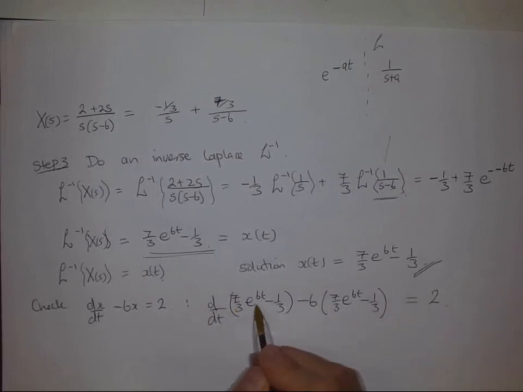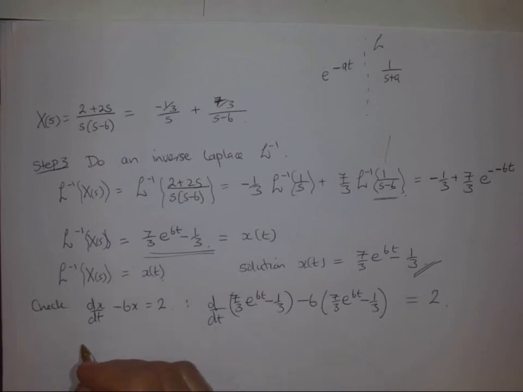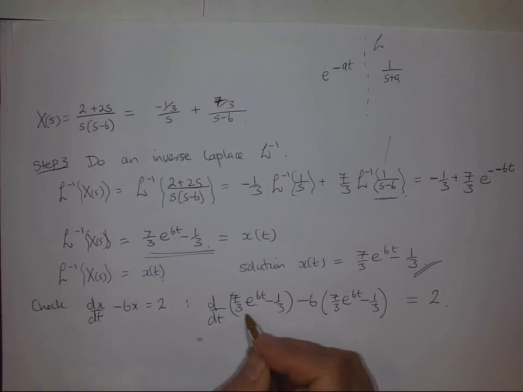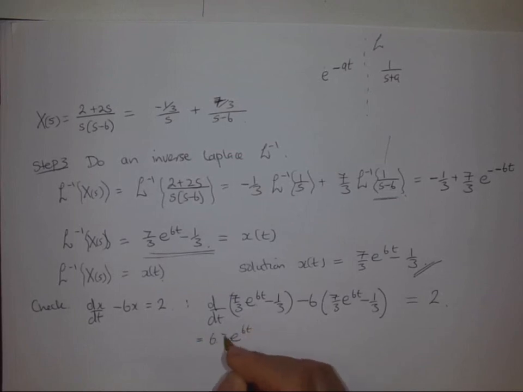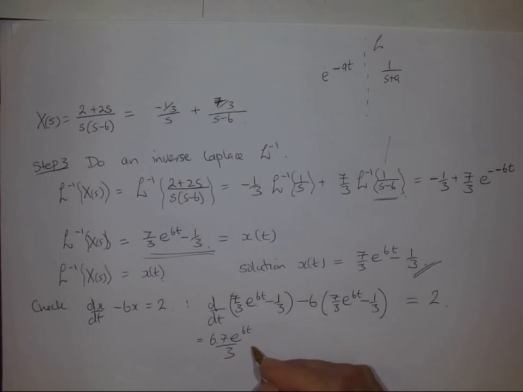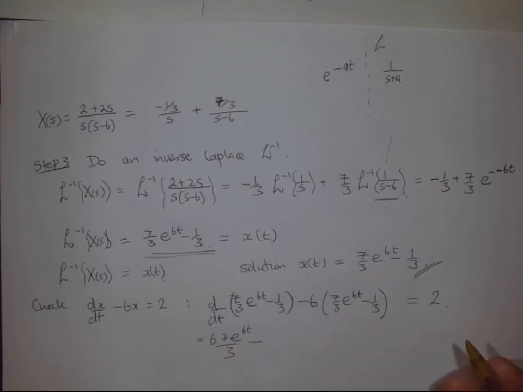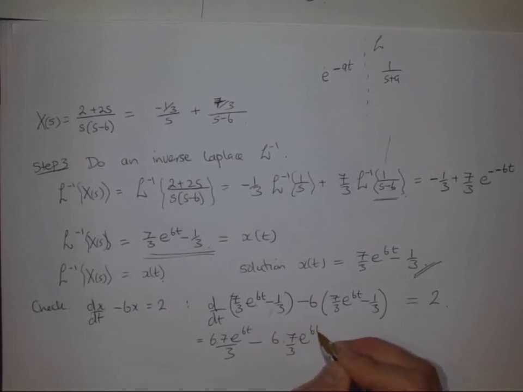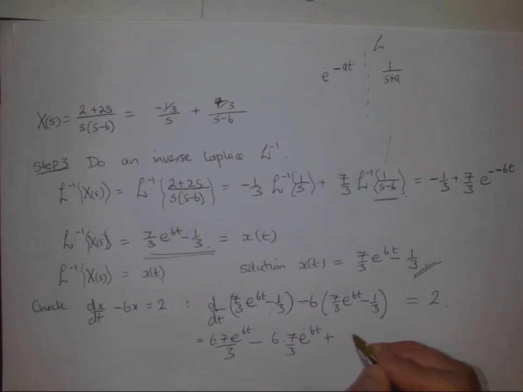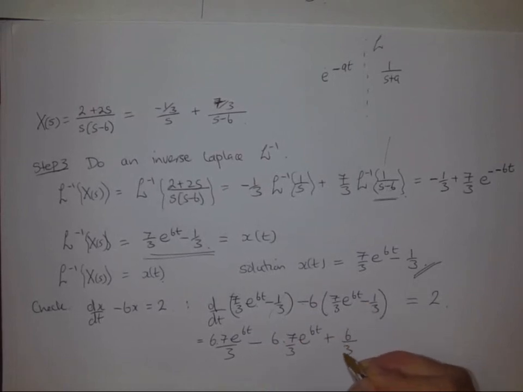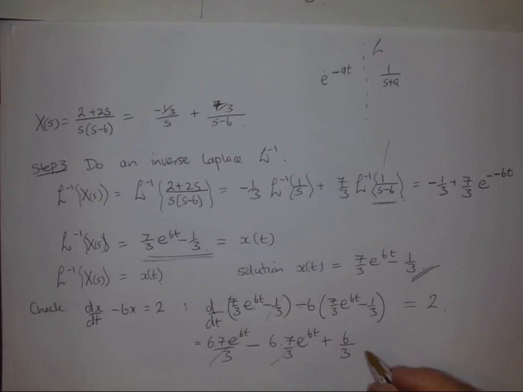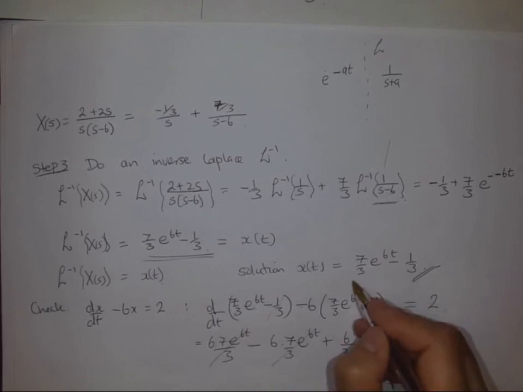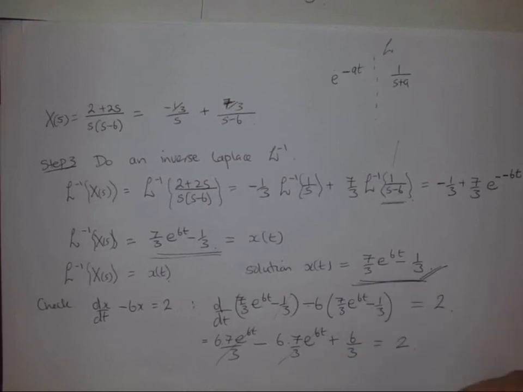So if we differentiate, it will become e to the 6t times 6 times 7 over 3, minus the third goes, so that we differentiate it, then it's minus 6 times 7 over 3 e to the 6t, minus times minus plus 6 times a third, 6 over 3. They cancel out and 6 over 3 equals 2. Therefore, this is the solution to that. Thank you.